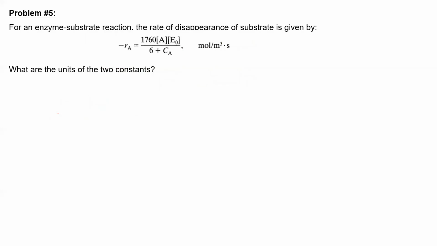Okay. For an enzyme substrate reaction, the rate of disappearance of substrate is given by this. So what are the units of the two constants?